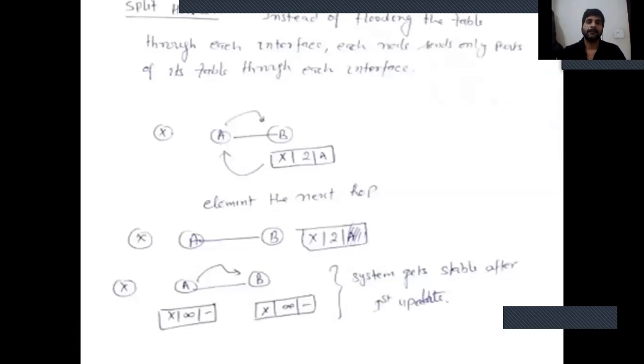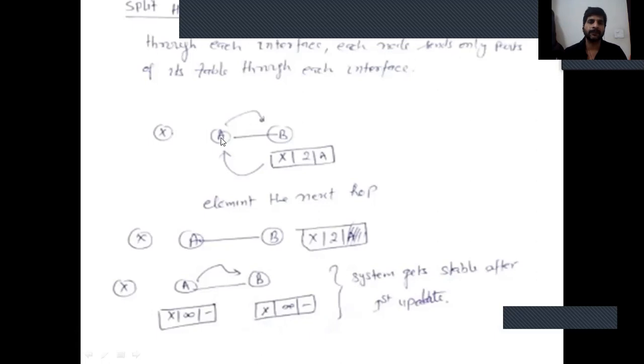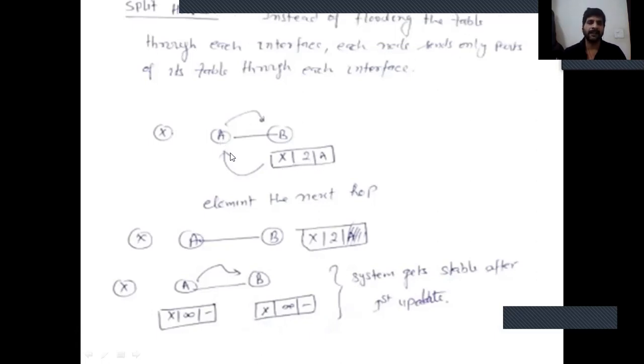Next problem: the solution to count to infinity is split horizon. Instead of flooding the table through each interface, each node sends only part of its table through each interface. Suppose A forwards the message to B and B forwards the message to A. If B has the route X, 2, A, then B eliminates that row when broadcasting to A, and only broadcasts the other values.